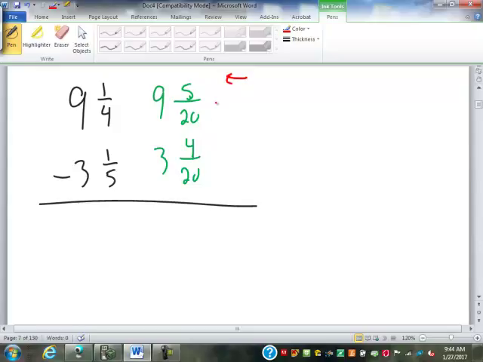That fraction is just the last digit of our number. 5 twentieths minus 4 twentieths is 1 20th. 9 minus 3 is 6. It doesn't stay that easy. We could only hope, right?